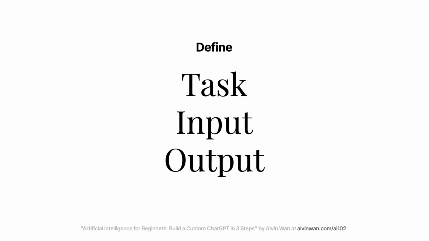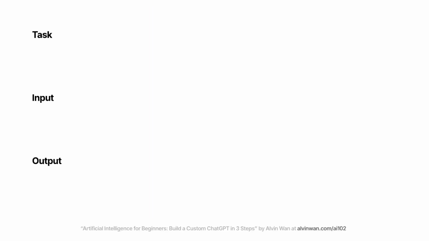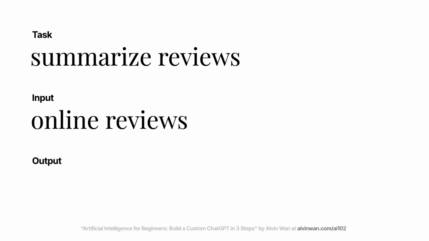Let's see an example. Say I'm looking for a place to eat. Yummy Cafe has a low rating and I want to know why. My first reaction is to have AI summarize my reviews. Let's fill out the project template. Our task is to summarize reviews. Our input will be reviews, and our output will be a summary? That doesn't seem like a helpful definition, so let's be more specific.